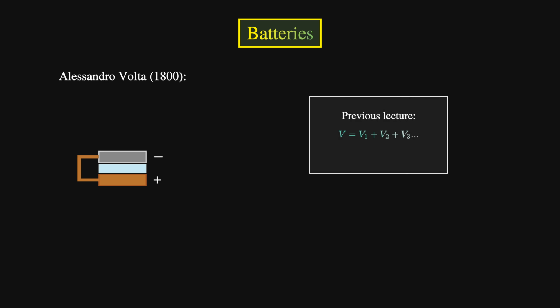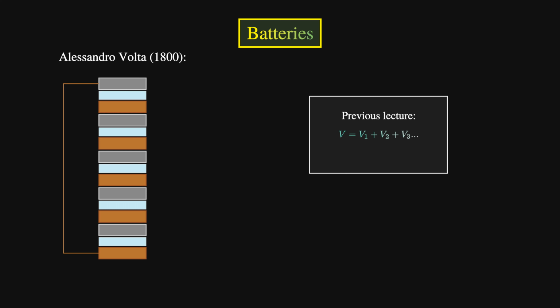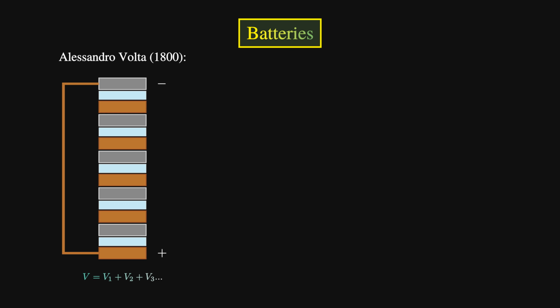If you remember from the last lecture, the total potential due to multiple charged systems is just the sum of the potential due to each system. So, if we stack multiple cells on top of each other, the total potential difference across the whole thing is just the sum of the potential differences across each cell. This is known as a battery, and it consists of several cells stacked together. This was originally built by Alessandro Volta, but I should also mention another Italian called Luigi Galvani. This type of battery design is specifically called a voltaic pile.